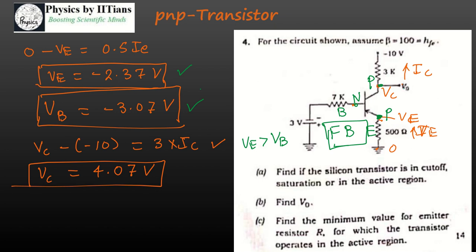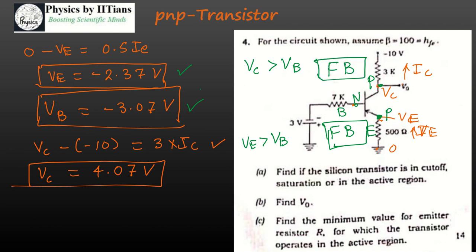Similarly, if we see the voltage at the collector, it is 4.07, and the voltage at the base is negative 3.07. That means the collector voltage is more than the base voltage, and that says the P-type semiconductor has more potential, so it is also forward biased.